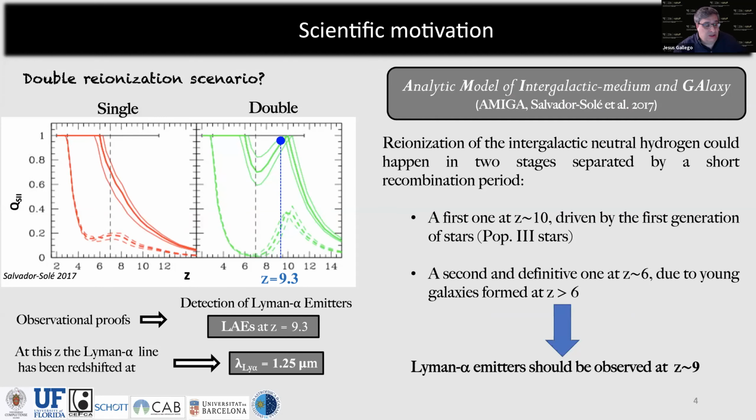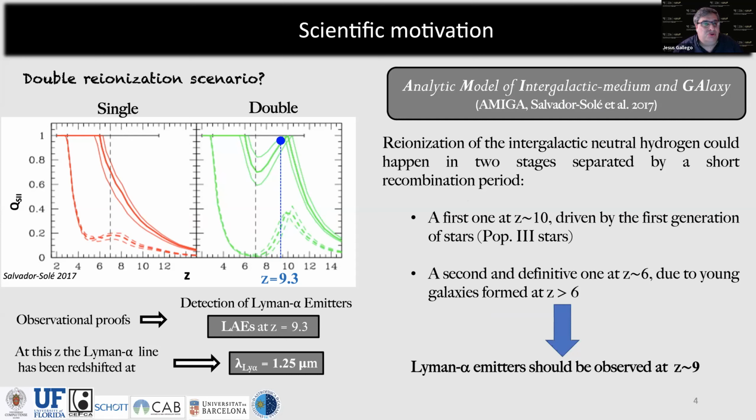Our team has been working on the theoretical aspects of the reionization for several years, and we already published in 2017 what we call AMIGA, which is an analytic model of intergalactic medium and galaxies. It's a paper by Salvador Soler et al. in 2017. It's a fully analytic model, and it considers different scenarios for the reionization.